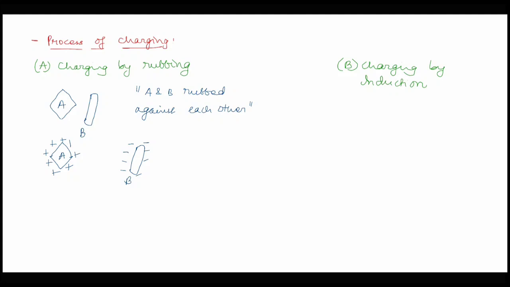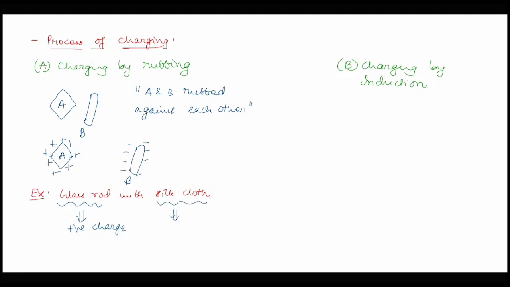So over here I can give you one famous example which is generally asked, that is rubbing of a glass rod with silk cloth. When we rub a glass rod with silk cloth, the glass rod becomes positively charged. So the glass rod will acquire positive charge, and the silk cloth will become negatively charged.